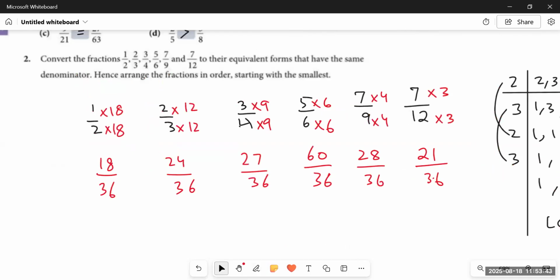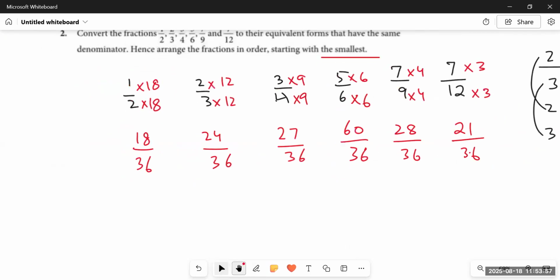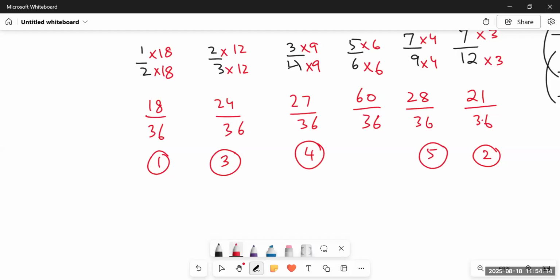Now all the denominators have become the same. Now we will identify which of them is the smallest, and in which order we have to arrange them. Hence, arrange the fractions in ascending order, increasing order, starting from the smallest one. The first one would be 18 by 36, it is the smallest among all. Second one is 21 by 36, third is 24 by 36, fourth is 27 by 36, fifth is 28 by 36, and the sixth one is 60 by 36.